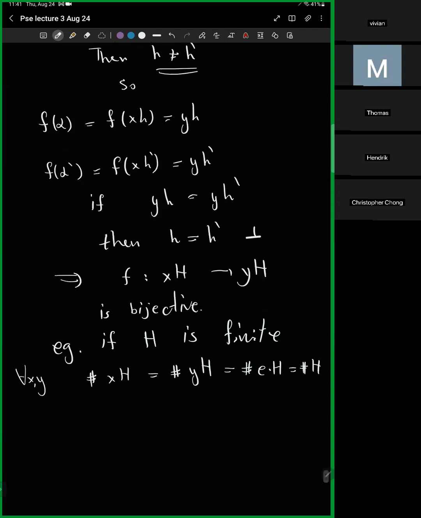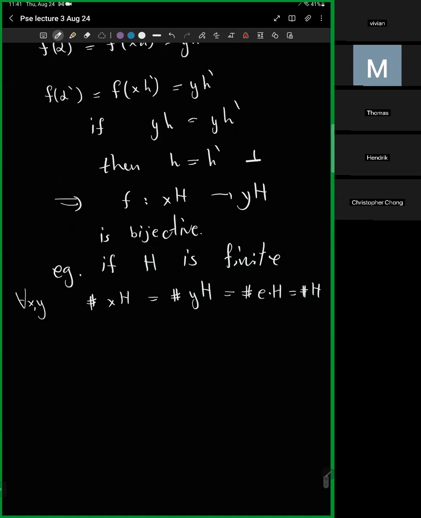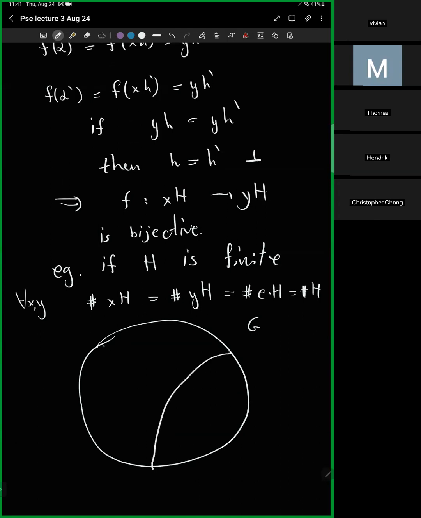So in fact, we can revisit the picture, and if this is G, and G is finite, then I get a partition of G. Let's say this is x1H, this is x2H, x3H, maybe x3H is equal to x4H, and so on. But the size of the slices is exactly the same.